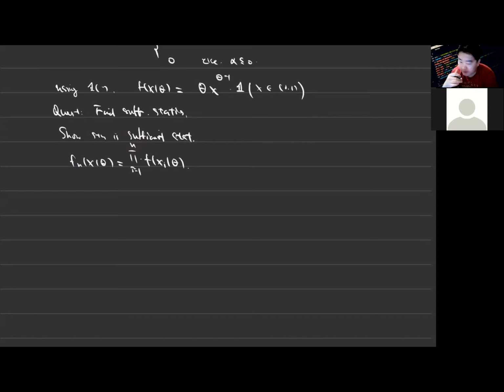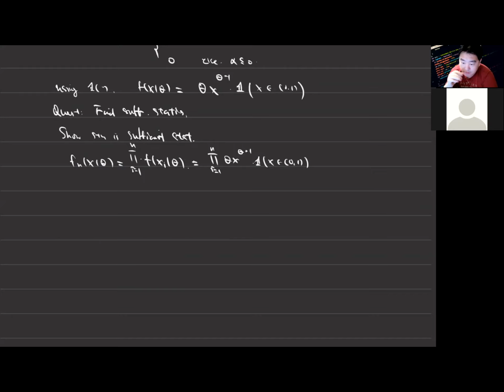Now if I don't have the indicator function, I might be tempted to just write something like this. If you do that, you might run into a small problem. So you're probably better off leaving the indicator in there. So let's stick with this: x in (0, 1).